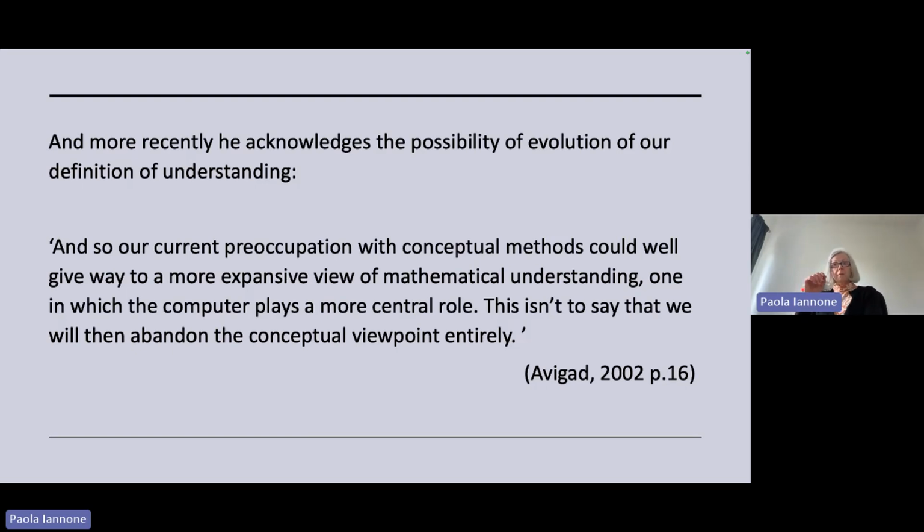What is it that somebody who has conceptual knowledge can do? More recently, in 2022, not 2002, Avigad wrote that our current preoccupation with conceptual methods could well give way to a more expansive view of mathematical understanding, one in which the computer plays a more central role. This isn't to say that we will then abandon the conceptual viewpoint entirely. What does this mean? Avigad thinks, after all his engagement with formal methods and from his perspective as a philosopher, that we will start thinking about conceptual knowledge in mathematics in a slightly different way, and this different way will be introduced by the use of computers.